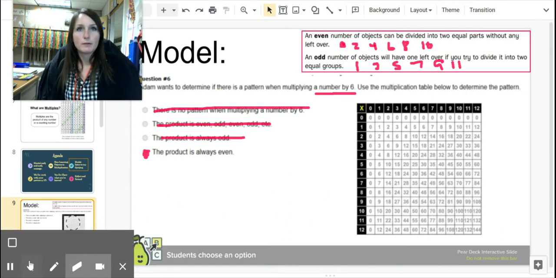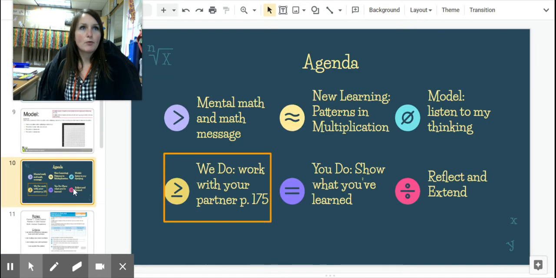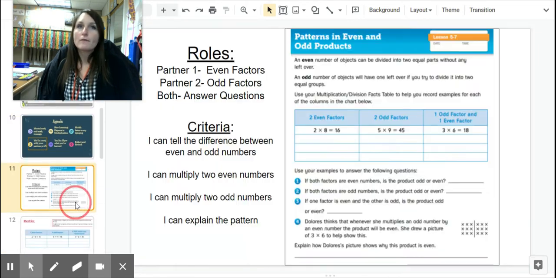So I'm going to have you guys look through here and practice in your book. So I want you to find some of these rules. So this is in your book, okay, and I want you to figure out the odd and even numbers. I want you to tell the difference between them. Show that you can multiply 2 even numbers, show you can multiply 2 odd numbers, and that you can explain the pattern when doing that.